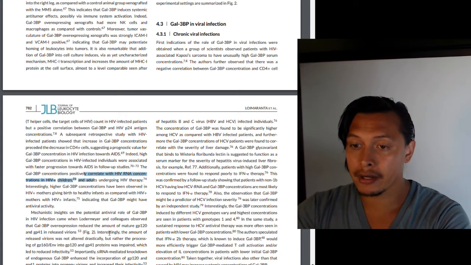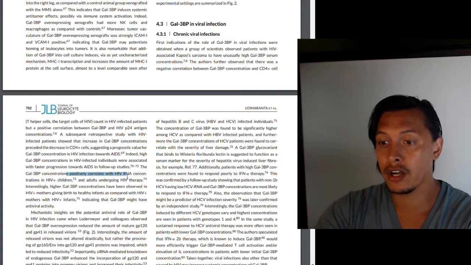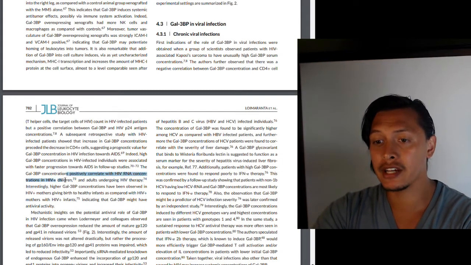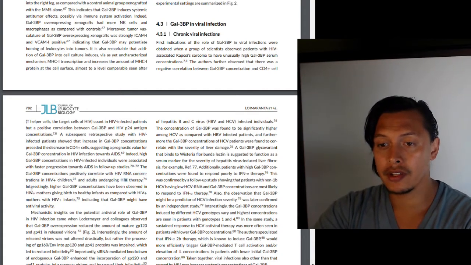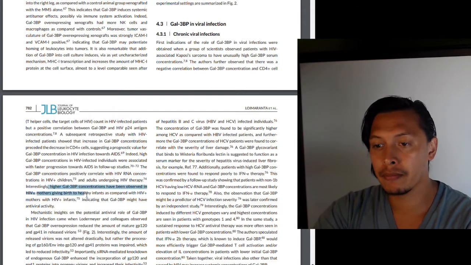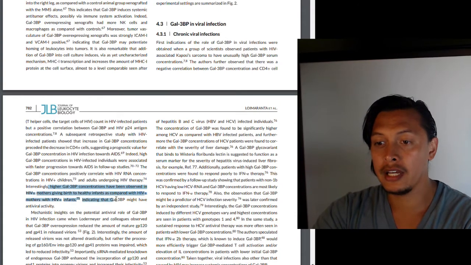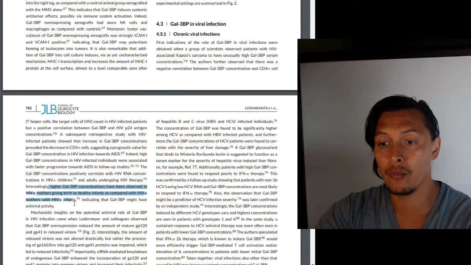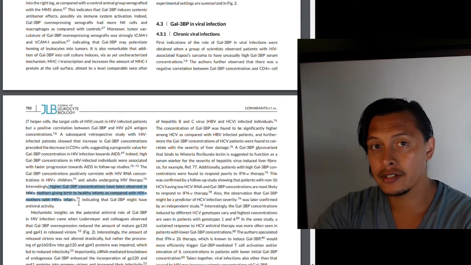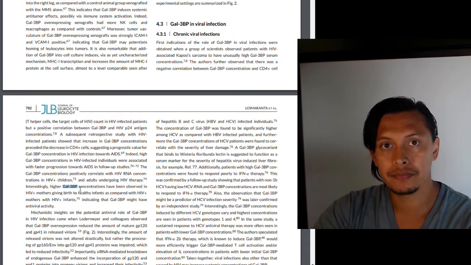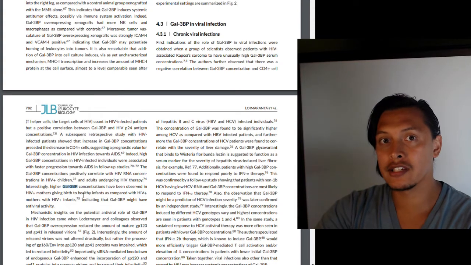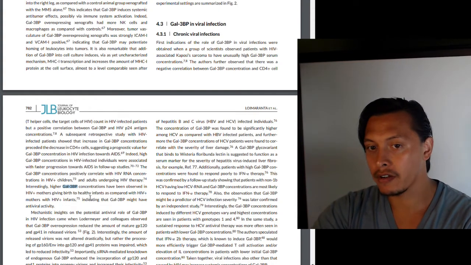So the galectin-3 binding protein concentrations positively correlated with HIV RNA concentrations in HIV-positive children and adults undergoing HIV therapy. Interestingly, higher Gal3 binding protein concentrations have been observed in HIV-positive mothers giving birth to healthy infants as compared with HIV mothers with HIV-positive infants. So what they're saying here is that the mothers who are producing more of this galectin-3 binding protein, their children were less likely to become infected with HIV.